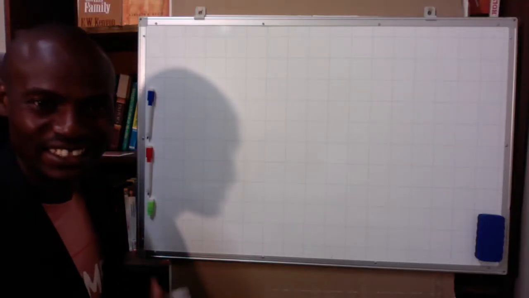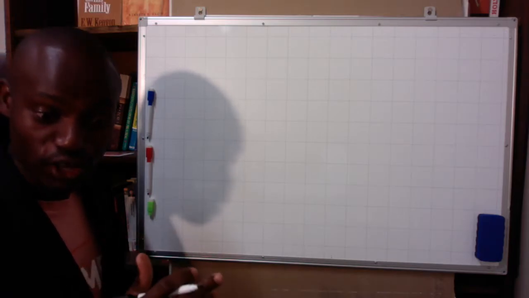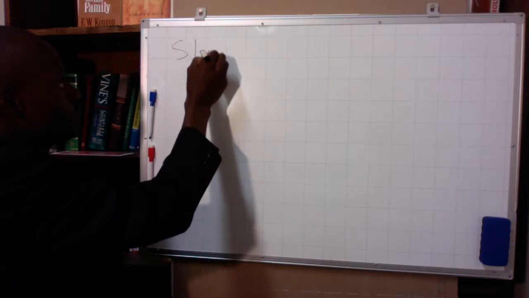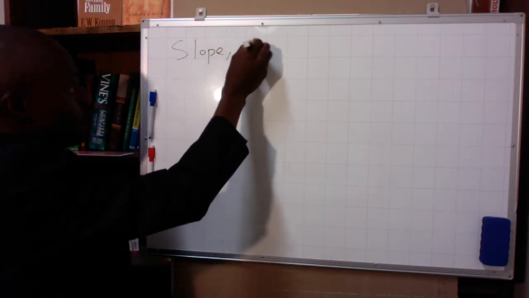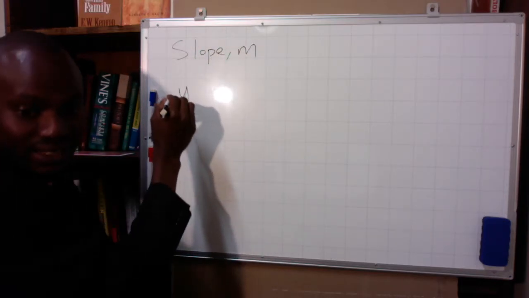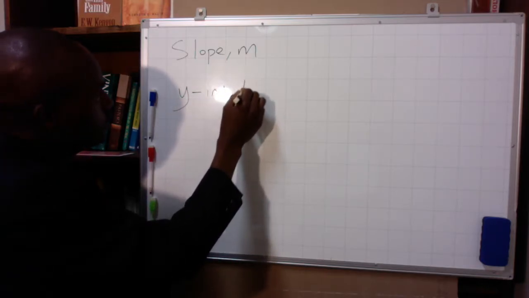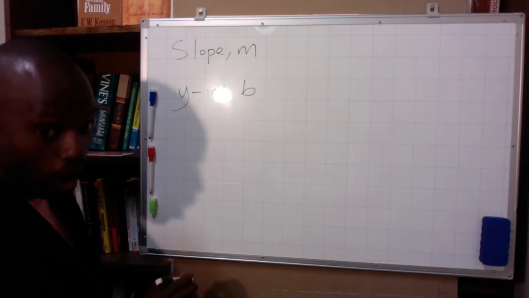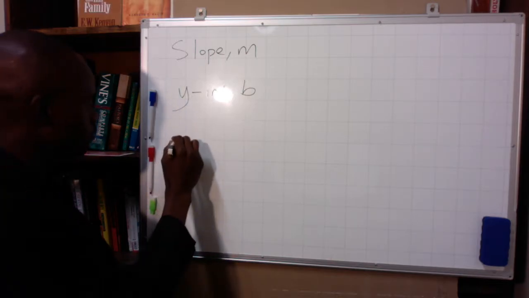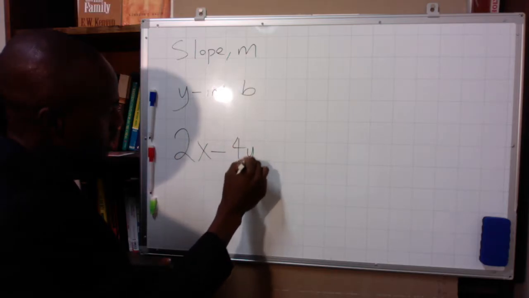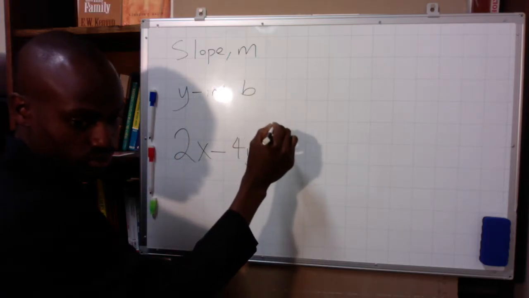Okay, let's get to the questions. The first one has to do with the slope, noted by symbol m, and the y-intercept, noted by symbol b, of the equation 2x minus 4y equal to 16.